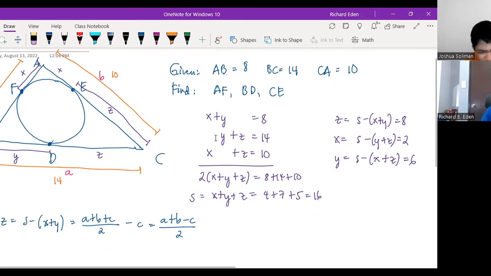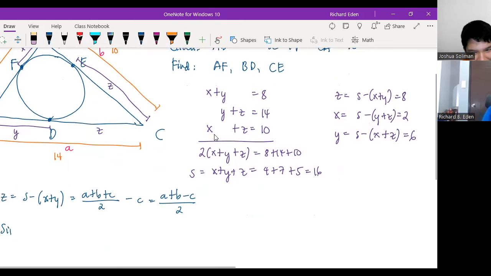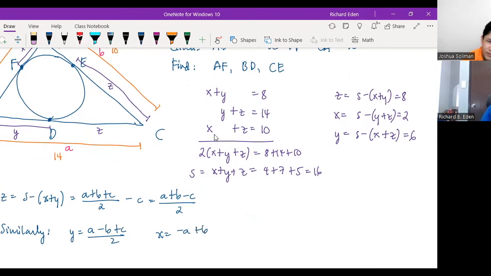Similarly, I can see Heron's formula appear here in the numerators. So y is equal to (a minus b plus c) over 2, and x is (minus a plus b plus c) over 2. All right, so for future reference.